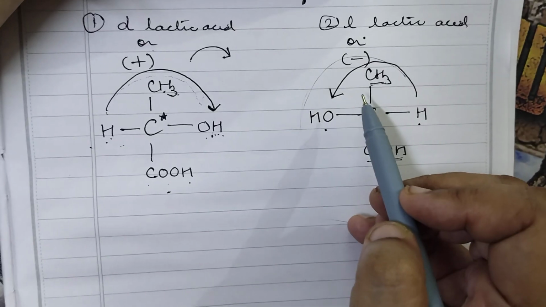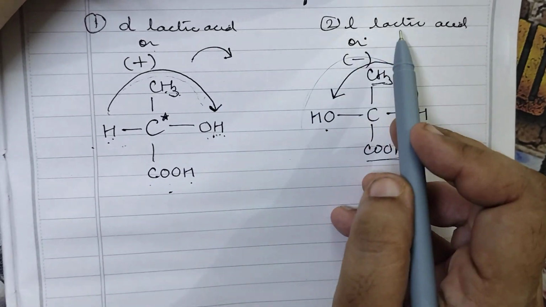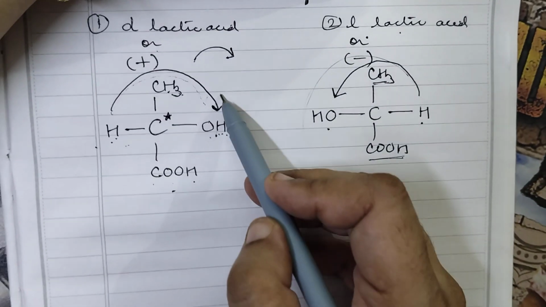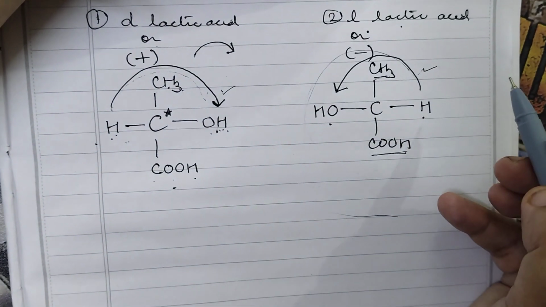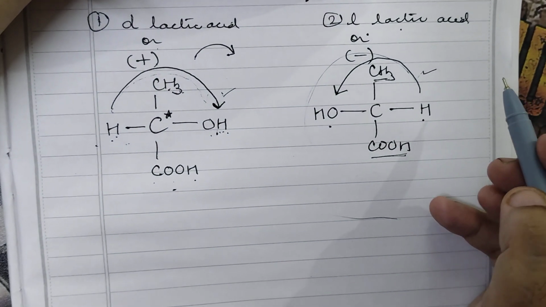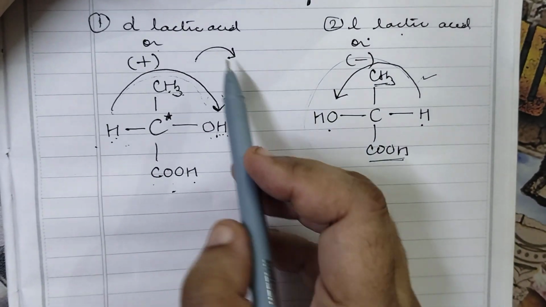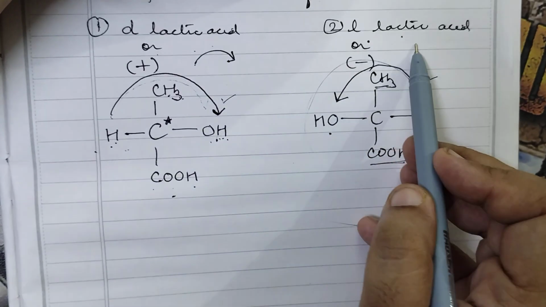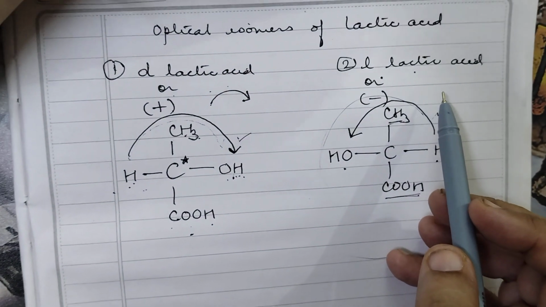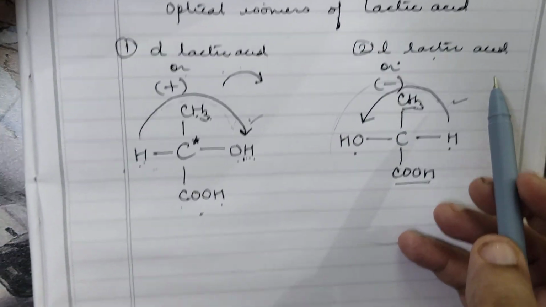And when you are given the question to draw the D or L-lactic acid, it is a must to show the direction, otherwise your marks are deducted. So this way, this is dextrorotatory and this is levorotatory. These are the two optical isomers in which lactic acid is found in nature.